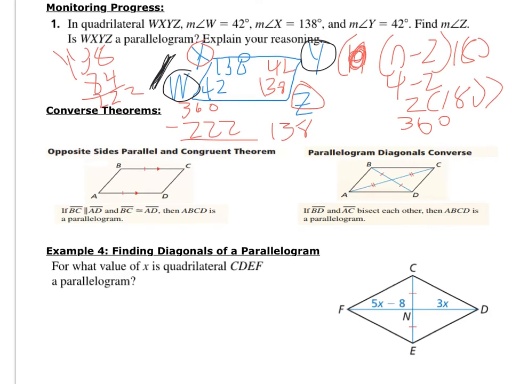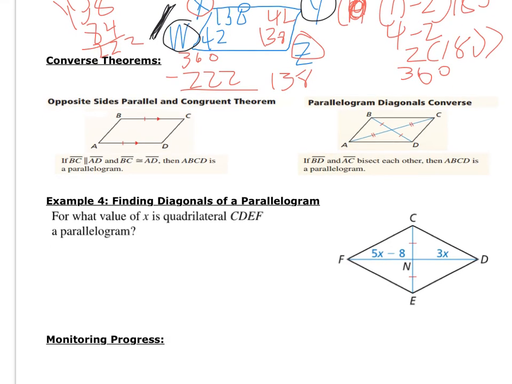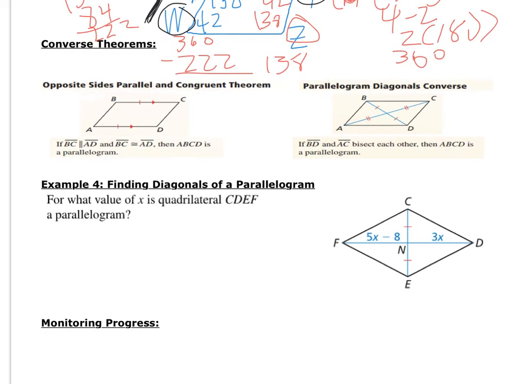Okay, so a couple more theorems. We're almost done. This first one here is the opposite sides parallel congruence theorem. And what it's saying by these markings is that if BC is parallel to AD and BC is congruent to AD, then the object is a parallelogram.